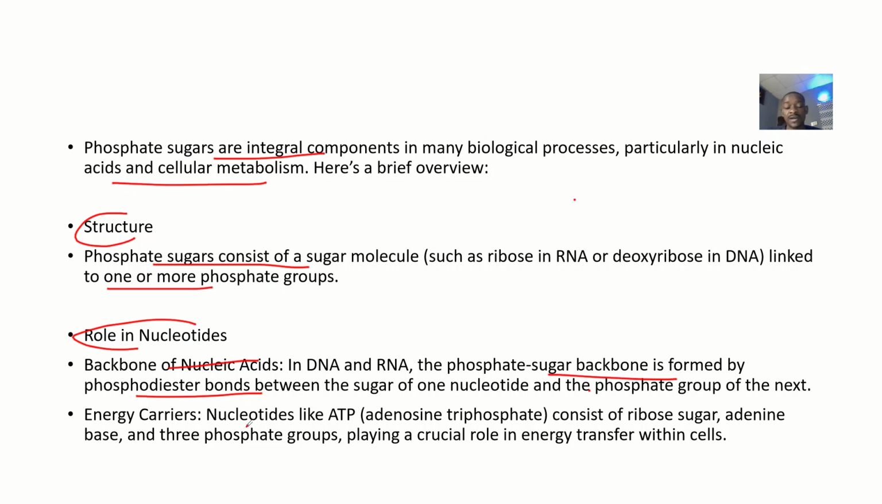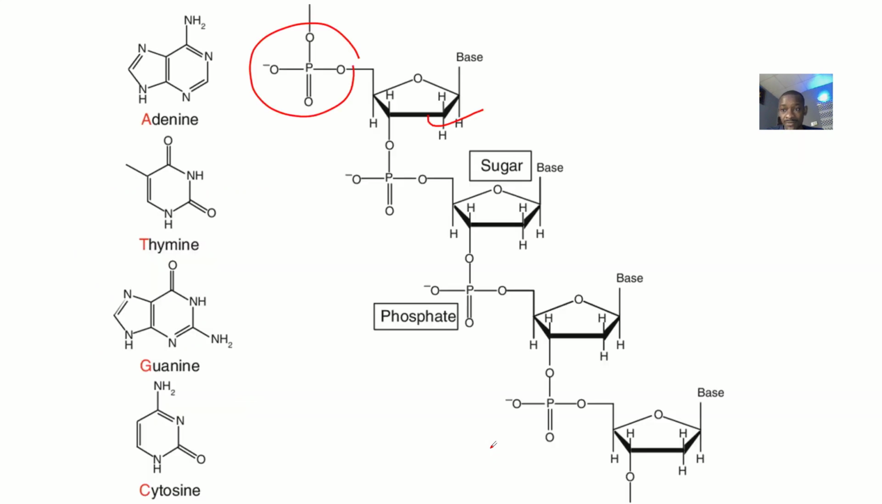Okay, the energy carriers. Nucleotides like ATP, that's adenosine triphosphate, they consist of what? Ribose sugar, adenine base, and three phosphate groups, and they play a crucial role in energy transfer within a cell.